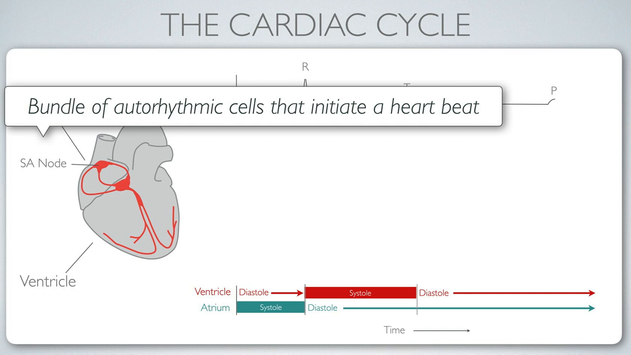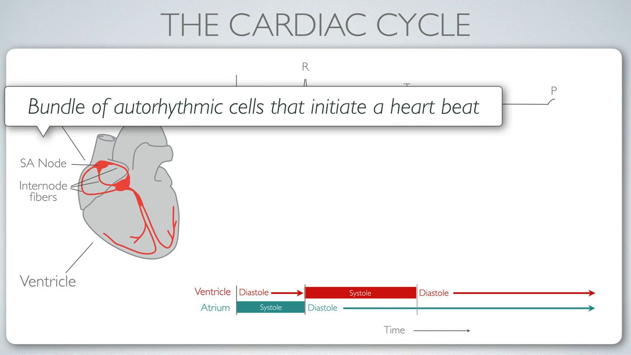And from the SA node, via gap junctions, there is a depolarization wave through the contractile cells. But there's also a transmission of action potentials via internode fibers. You can think of them as sort of an expressway of action potentials that travel from the SA node more rapidly than the wave of depolarization that travels through the musculature.